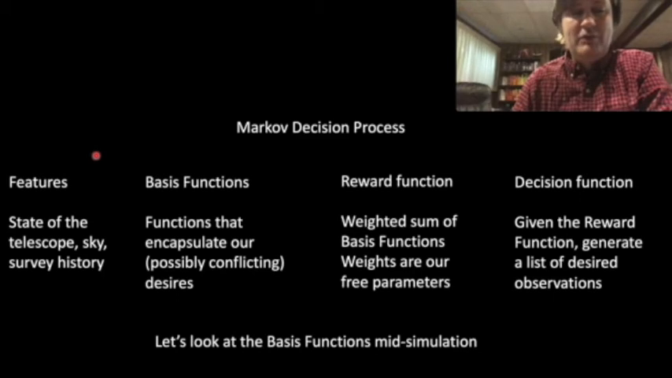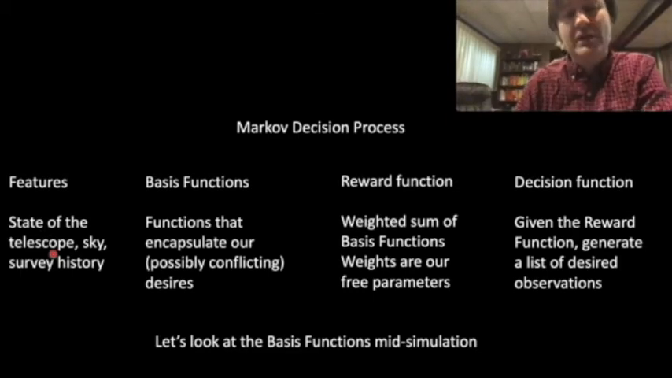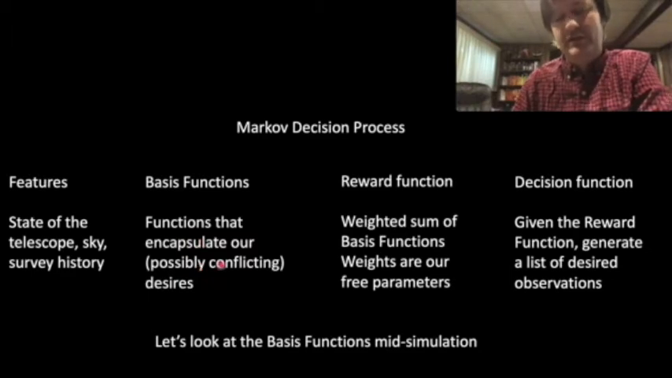Here's a very brief outline of how a Markov Decision Process works. It's built on features that are basically any information about the state of the telescope, the sky, the survey history. We use those features to build basis functions. This is where we capture our domain knowledge and use a lot of astronomer intelligence to build our basis functions.